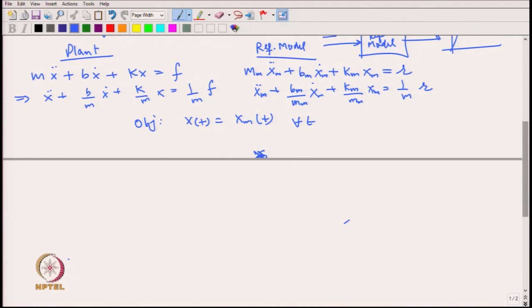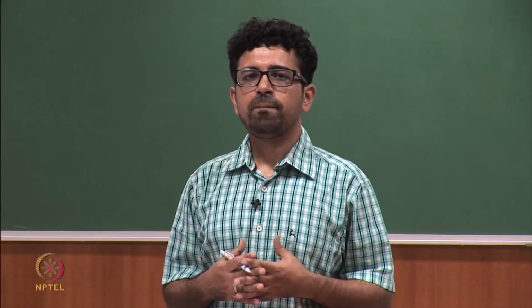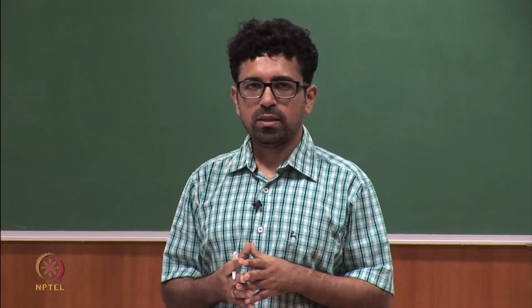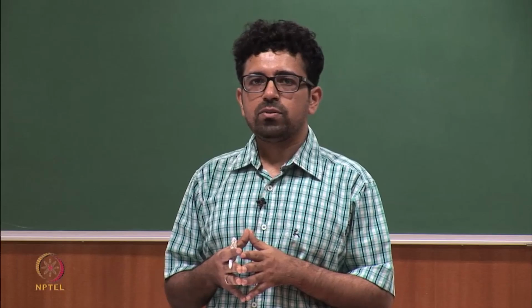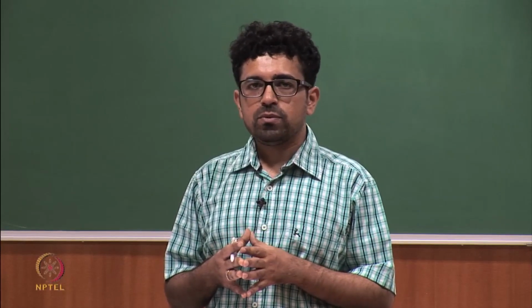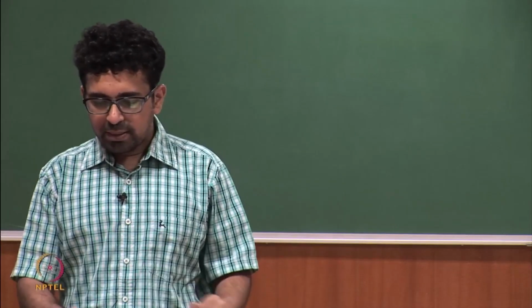Okay. So how do we make sure that that happens? Of course, as I mentioned, one way to make sure is that b over m is the same as bm over mm, k over m is the same as km over mm, and f over m is the same as r over mm. So from here, what we see is that we need to change our plant such that it follows a reference model. Which is not always a great thing, because the plant is something that is given to you. It's a physical plant which you may not be able to change. If you can change the plant, then of course you can do this. Otherwise, it's very difficult to change the plant, and it can also be very expensive to change the plant. So what is the next best thing that we can do?